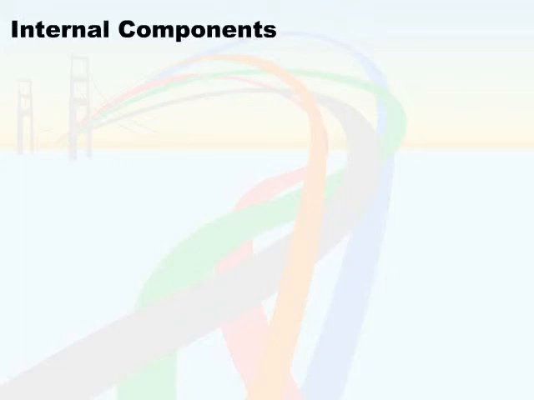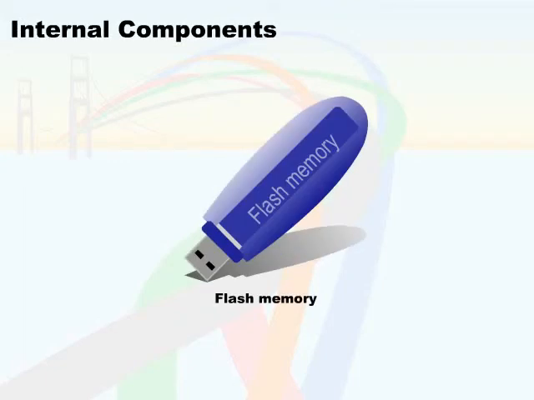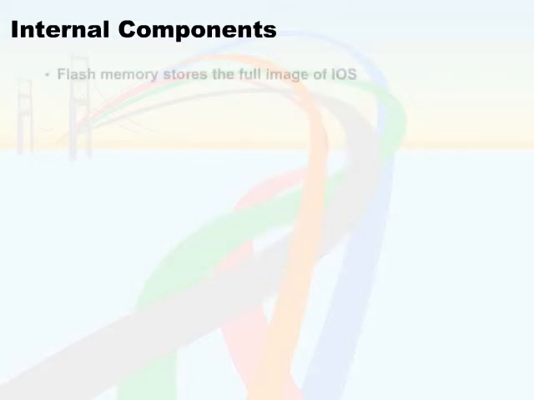In addition, we're going to have an area called flash or flash memory. What flash memory does is that it actually is going to store the full image of iOS. This is the primary area where iOS is stored, and it's loaded during the boot process into the memory, into RAM, so that it can be used. So now it's like a PC that actually loads its operating system from a hard drive into RAM. We're doing the same thing only with flash.